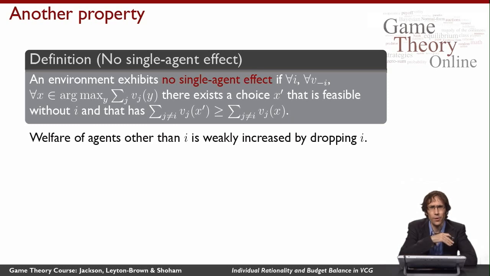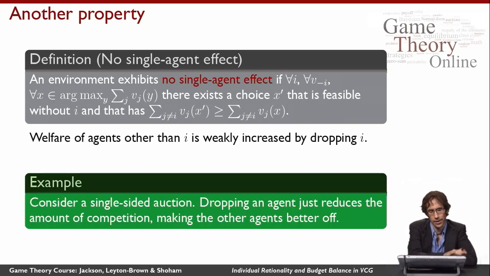That might sound a little confusing. It's actually a really natural property. Here's an example. Think about a single-sided auction where, for example, I have one good for sale. The choices in this case are all of the different agents I could give the good to.